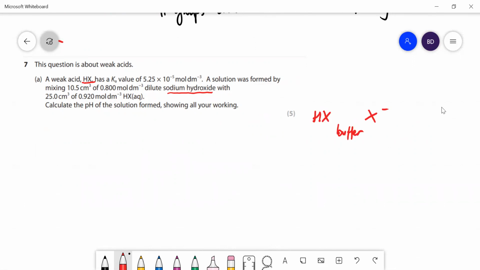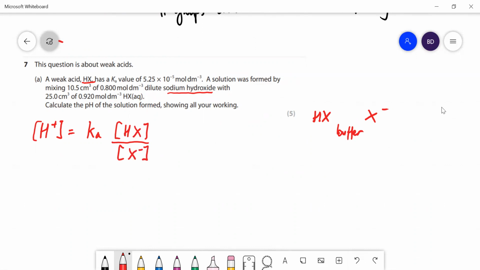Okay, so whenever we do a buffer calculation, we rearrange our Ka expression, so make H plus the subject. We're going to get Ka is equal to, what's HX, they're calling it in this question, not HA, the concentration of the weak acid divided by the concentration of its conjugate base. We're always going to do that.